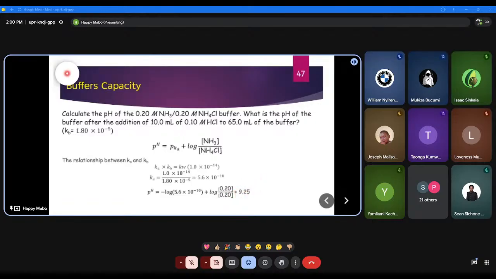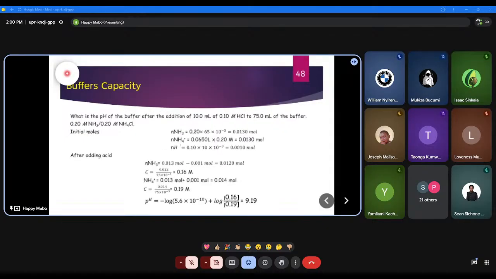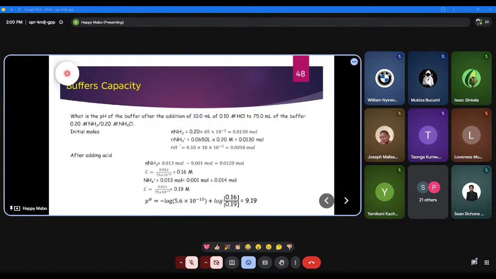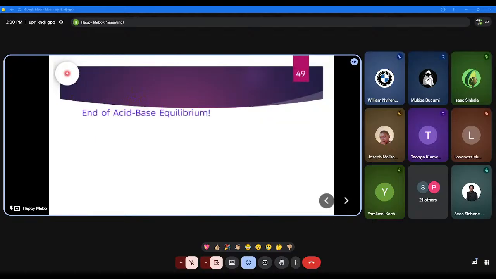So the initial pH was found to be 9.25. Then after adding 10 mL of a very strong acid, but of course a small amount, the pH drops slightly to just that. But you can see that the difference isn't that much. So the buffer solution manages somehow to protect itself. It doesn't change as much as you might expect it. So these are the type of questions that we will be expected to answer.